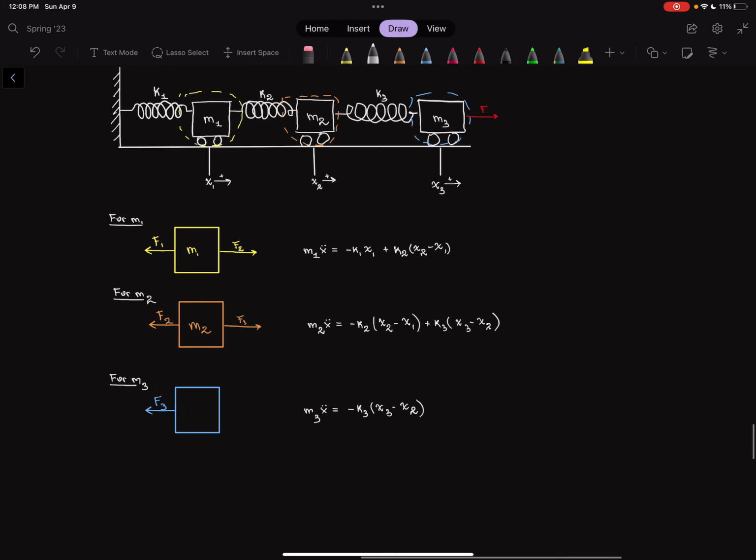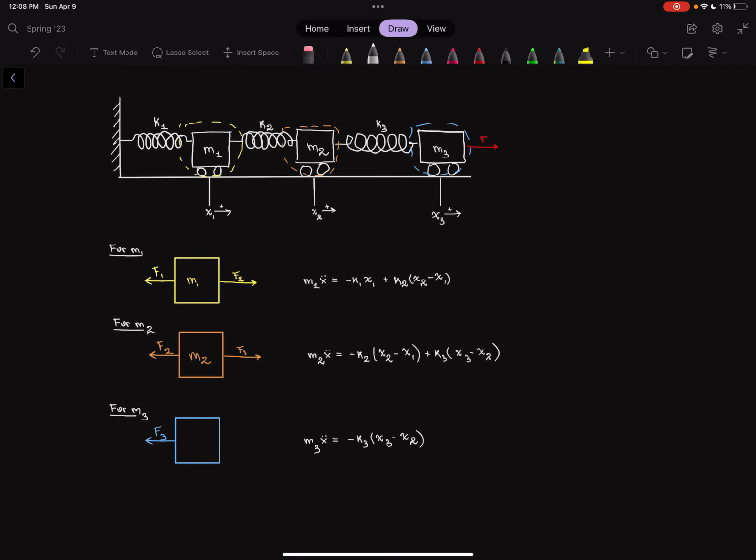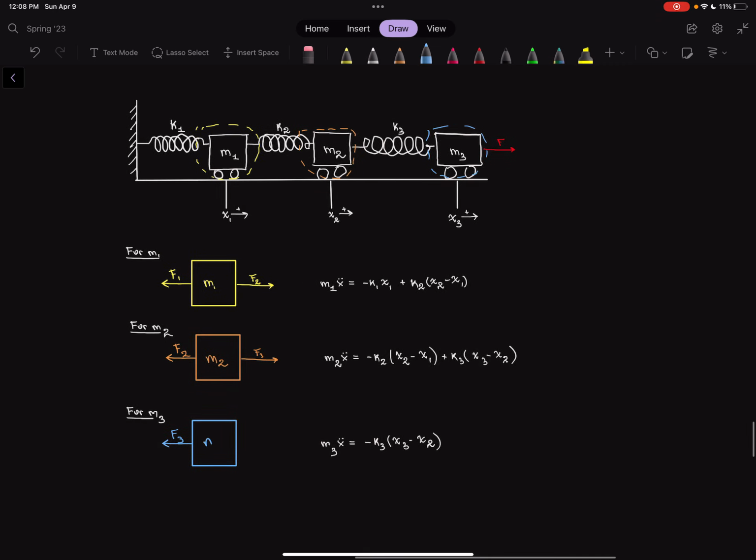Now, what we can do to solve it is we want to make this a system of first-order differential equations. So we know how to do that for a single one of these.